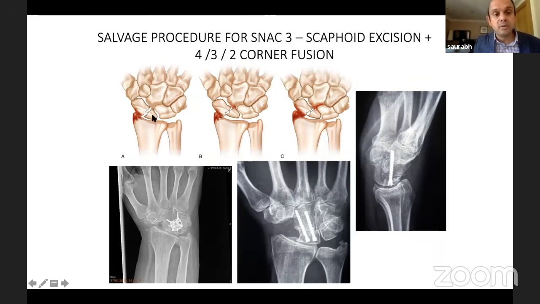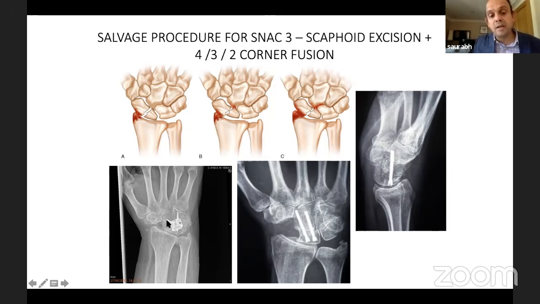SNAC 3. So SNAC 1, SNAC 2, 3 will now be capitolunate. As I said, you stage your SNACs and SLACs with arthroscope. Once you've confirmed it's a SNAC 3, then like your SLAC 3, you excise the scaphoid and do a four-corner fusion. Can you do a PRC? The answer is no, because this surface of capitate is arthritic. The capitate will come and articulate with the lunate fossa of the radius. Arthritic surface, the patient will have pain. So scaphoid excision, four-corner fusion.